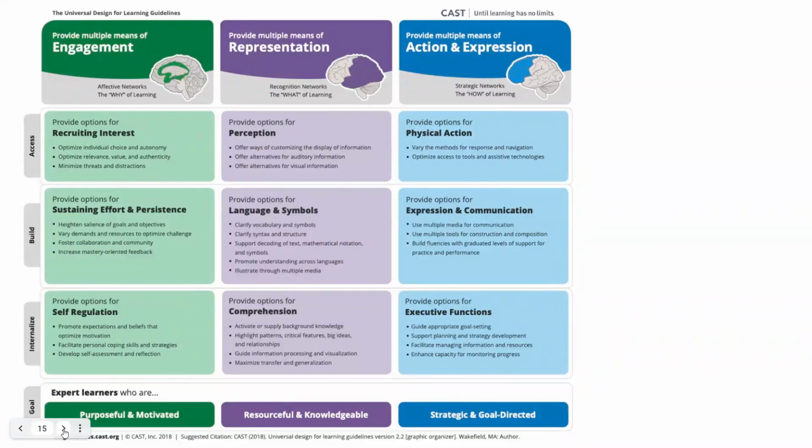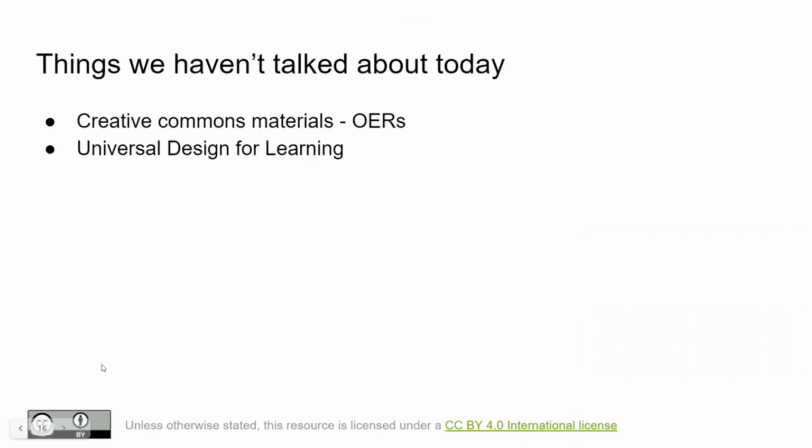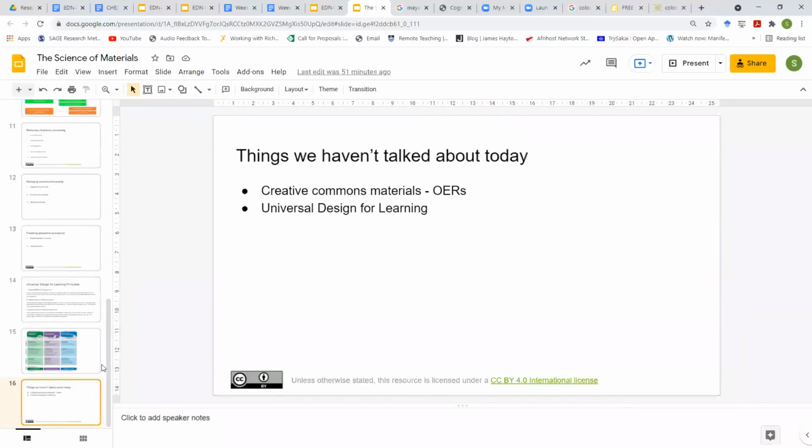So I am going to, I believe, pause there. I'm going to just mention the things that we haven't talked about in detail today. So we haven't talked about Creative Commons materials at all, which is a whole field of materials design that is very much worth exploring and that we'll have sessions on moving into second semester. And we haven't talked in detail about universal design for learning because that also focuses a great deal on activities rather than materials. And we wanted to keep today fairly focused on materials. But I think that's where we're going to stop for now.